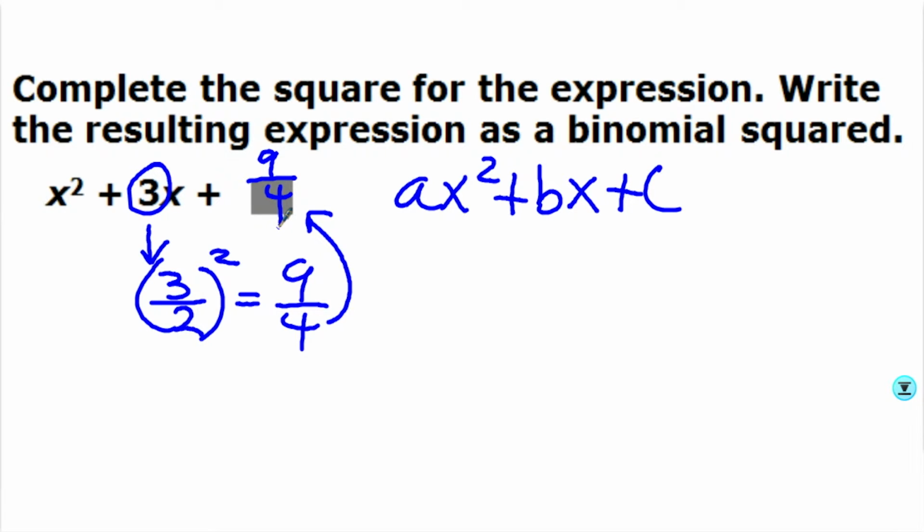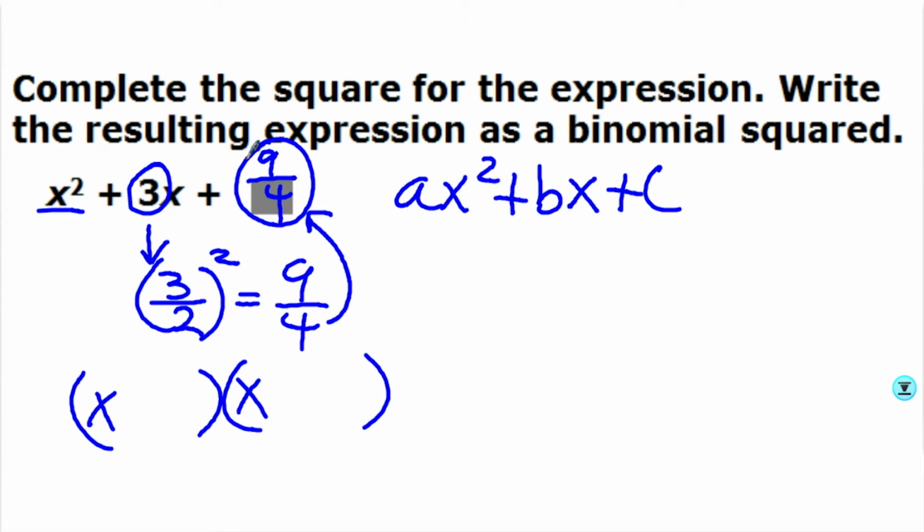So now this is a perfect square trinomial that I can factor. And that's the goal. I want to be able to factor it. So I draw two sets of parentheses. Then I want to factor x squared. X squared factors into x and x. And then I want to find factors of 9/4 that when I add them together give me 3.